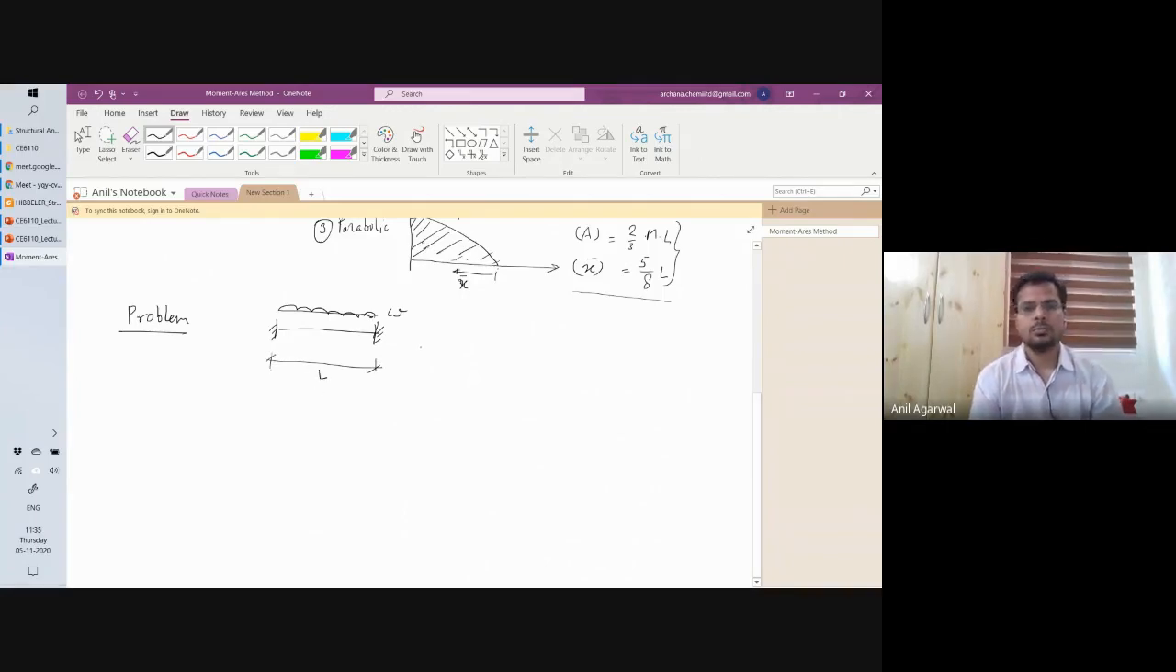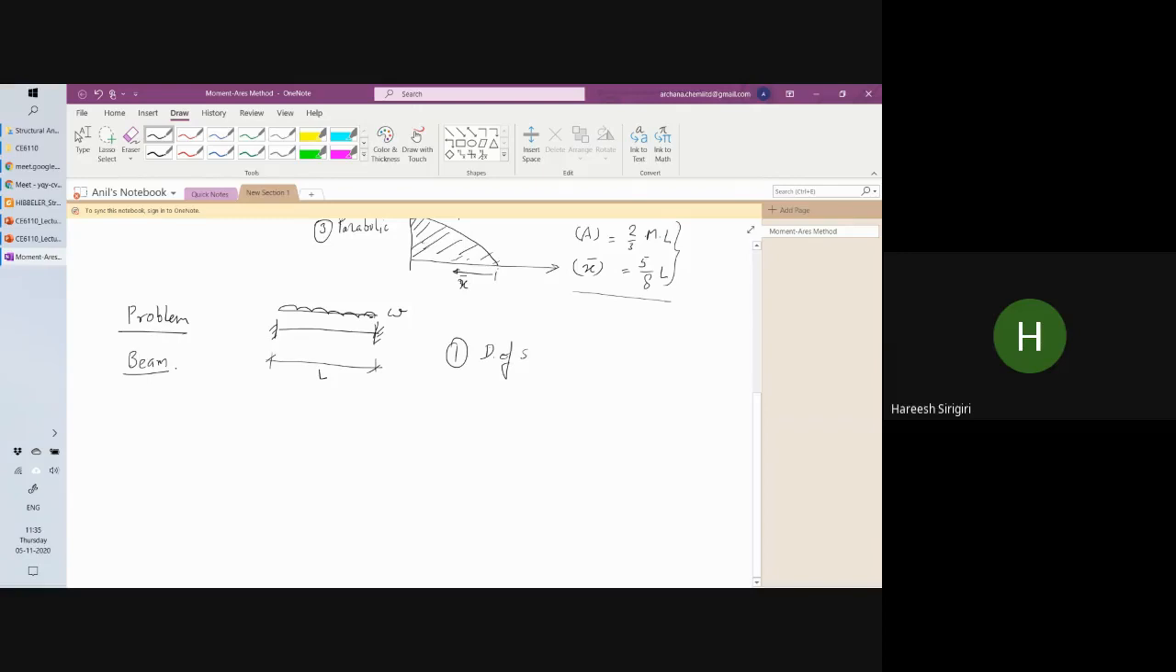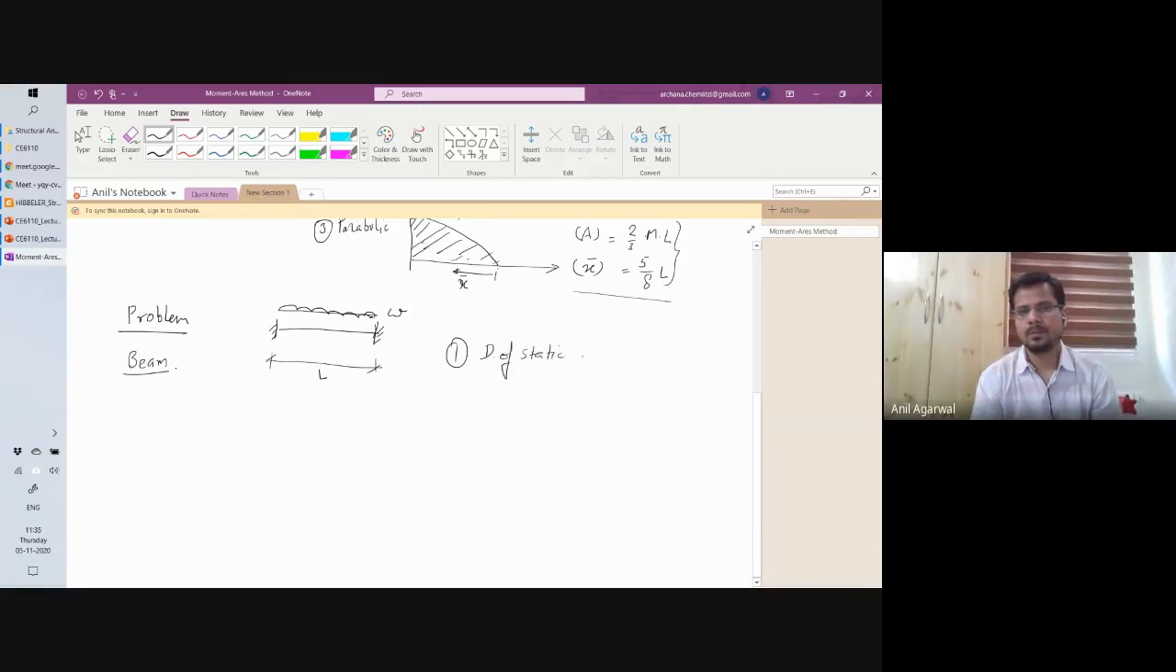Okay, so there can be 2-3 ways you can do it. One is, first you have to find the indeterminacy. Now I am stating that it's a beam. So if it's a beam, you can ignore the axial forces. Then basically what you are left with are only the vertical forces and the rotations or the moments. So moments and vertical forces. That means what is the degree of static indeterminacy? Only one.